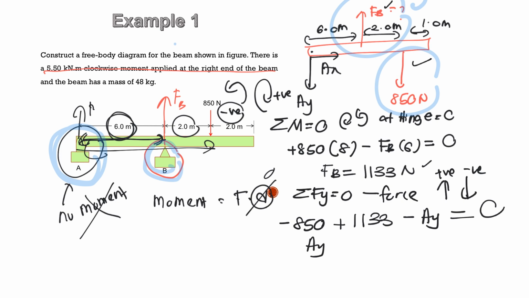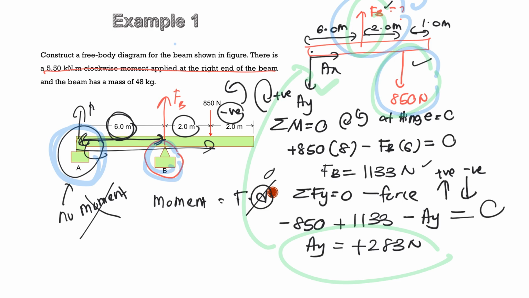Okay, so 850. So Ay here, you are going to get positive 283 Newton. You don't have to write the positive over there, but I just want to show you. If you get positive, it means that the direction of your downward assumption is correct. So Ay here, you assumed correctly. It should be downward, because when it comes to downward, it can balance all the forces for the FB and 850, and you get positive. It means correct direction. You don't have to give a statement. Only if it is negative you give a statement.